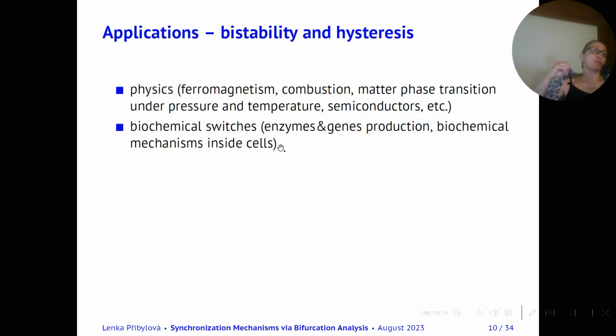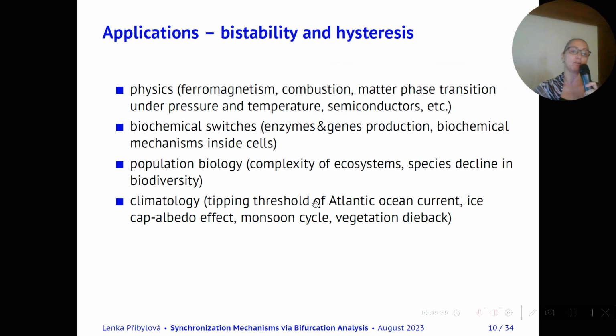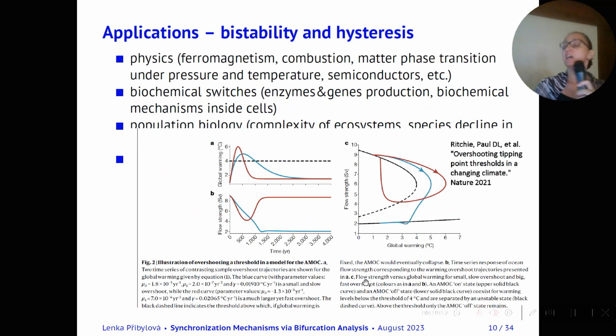Okay, but there are, of course, many other examples, biochemical switches. In population biology, it may explain complexity of ecosystems. Climatology. I think that you heard now a lot about tipping points. Tipping point in climatology is exactly fold of the manifold in our language of bifurcation theory. And this is a paper from Nature 2021. And you can see quite nicely this fold.